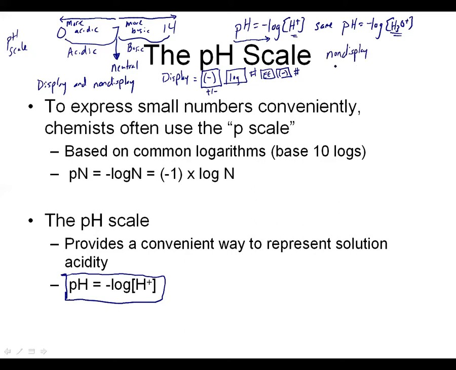If you have a non-display calculator, you need to basically go the opposite way. You need to start with the H plus concentration using your scientific notation. You then need to hit the log button, and then you need to hit the negative button.